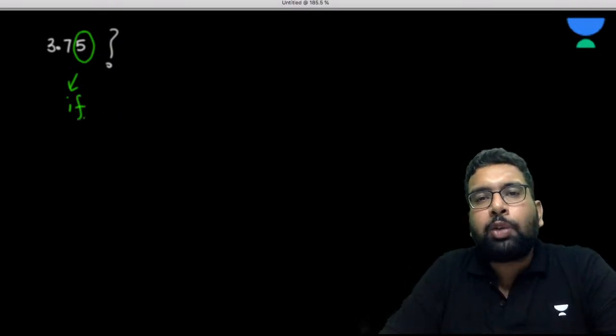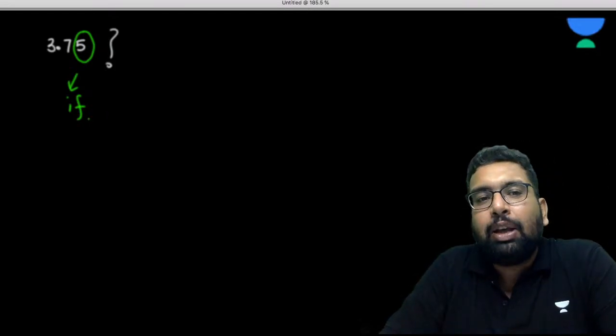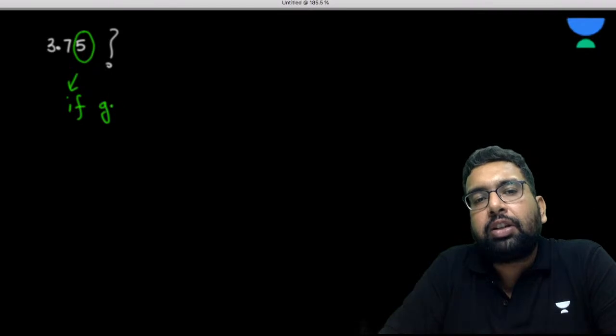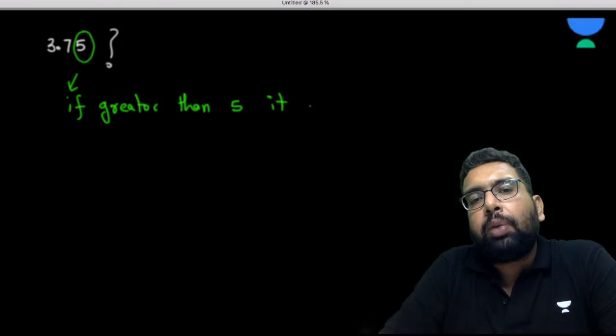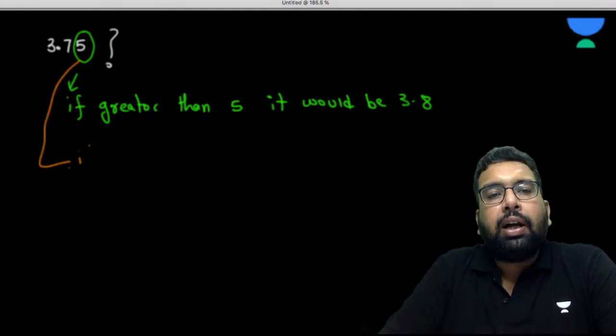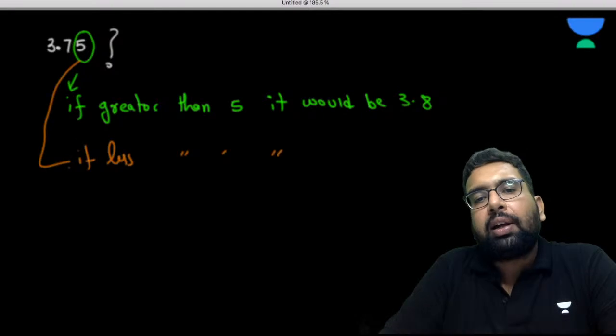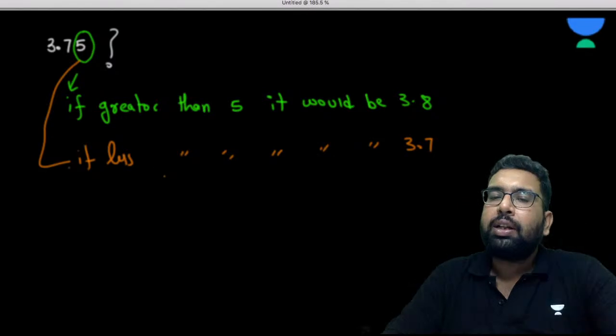This is not a grammar class, just try to understand my terms. If this digit would have been greater than 5, it would be 3.8, no problem at all, sir. And if this digit would be less than 5, it would be 3.7. There is no other answer.